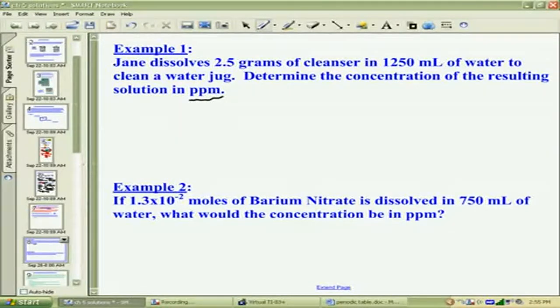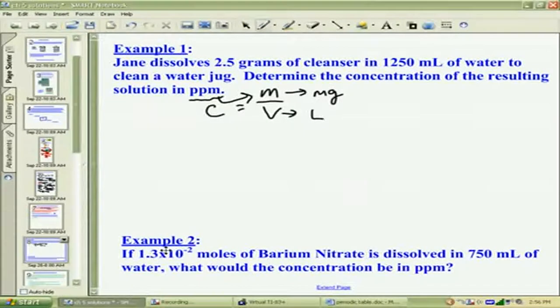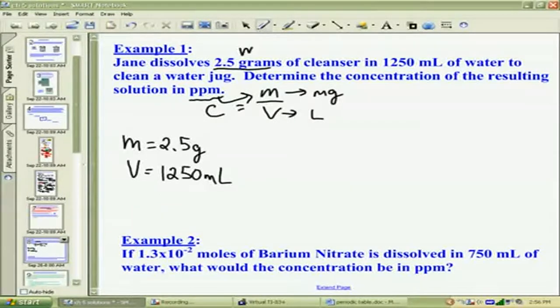As soon as you see parts per million, you realize that it's M over V, not N or moles per liter, but mass over volume. To get that concentration, the mass must be in milligrams, so if it's not, put it there, and the volume must be in liters. Again, if it's not in liters, make it so. So we look at a mass of 2.5 grams and a volume of 1,250 mils. Those are given in the question.